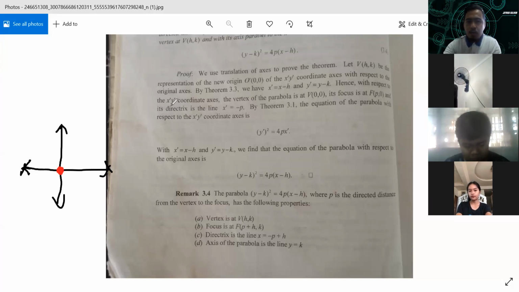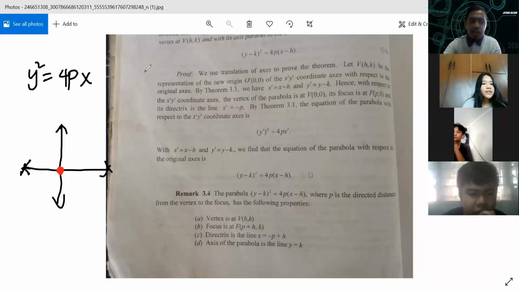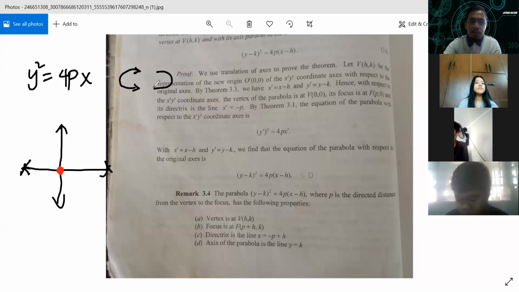formulas that we will be using. There are two possible forms in the equation of your parabola. It's either y squared is equal to 4px, wherein this parabola is either opening to the left or to the right. Opening to the right, or opening to the left.